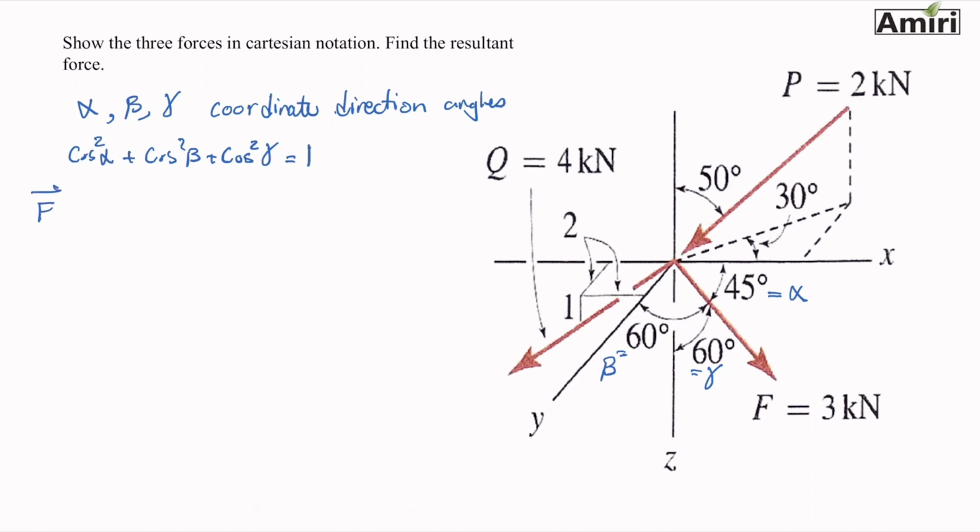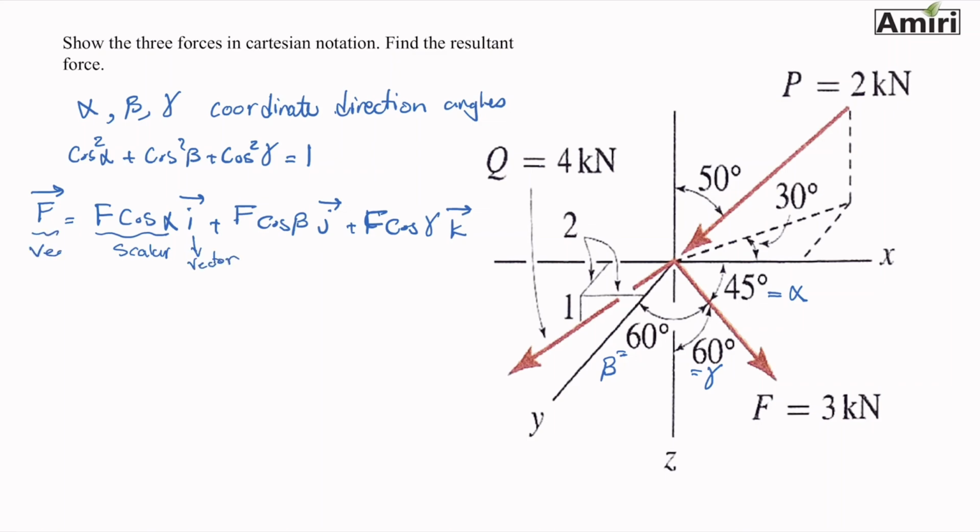In order to write the vector in Cartesian form, we use something like this: F cosine alpha i, F cosine beta j, F cosine gamma k. Again, I have a lecture on this. Please watch that lecture if you want to know how and why this is the way we use Cartesian vectors. Again, F is a scalar, this is magnitude, this portion is a vector, and this whole thing is a vector.